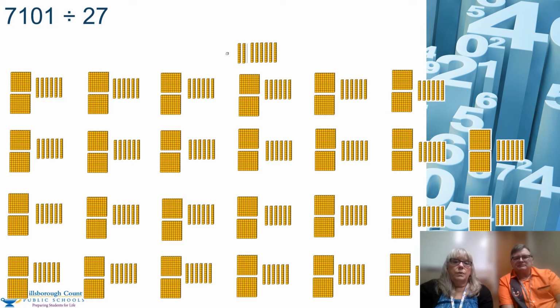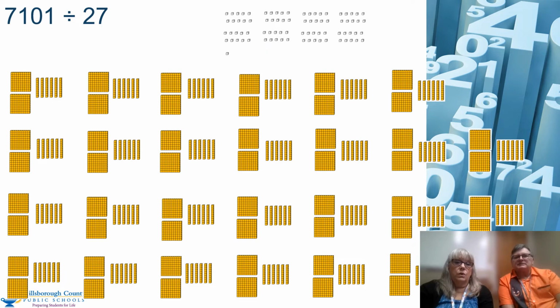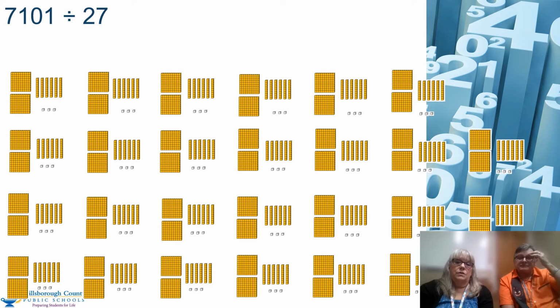Okay. I'm left with 8 tens and 1 one. Again, I can't put any more tens in, so I'm going to regroup the 8 tens into ones. I have 81 ones, which I will then place into those groups to get my final quotient of 263.